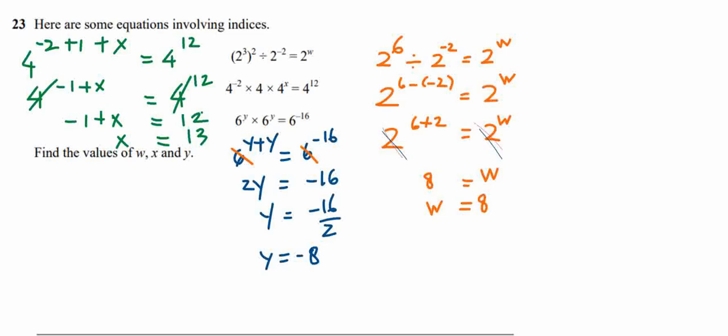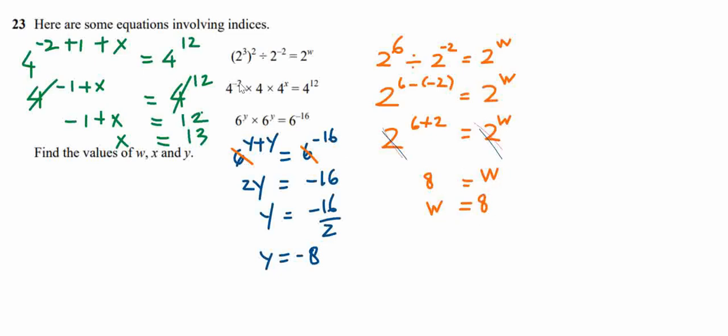How does it work? Now we have 2 to the power of 3, and then squared becomes 3 times 2, which is 6, over 2 to the power of negative 2 equals 2 to the power of w. For division, we simplify the index by subtracting the indices. So 6 minus negative 2 is 6 plus 2. Now since we have a single term on the left and right with the same base 2, we cancel out the 2. Now we have 6 plus 2, which is 8, equals w. So w equals 8.